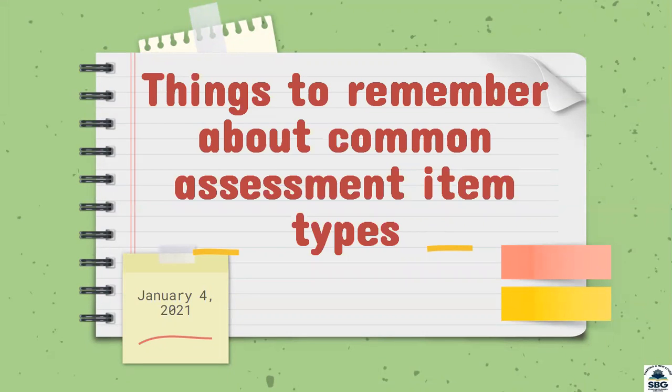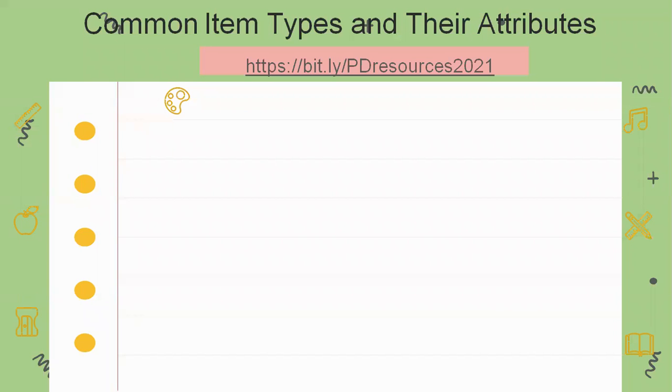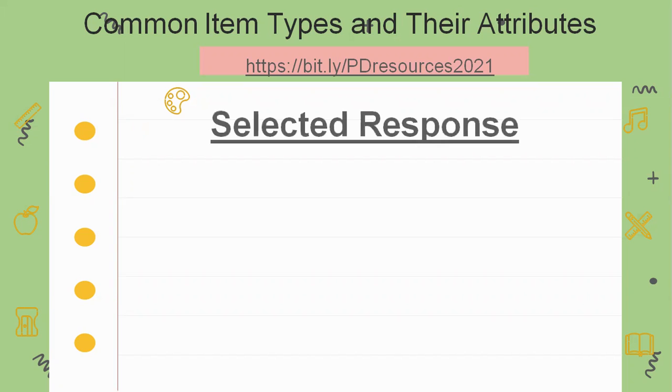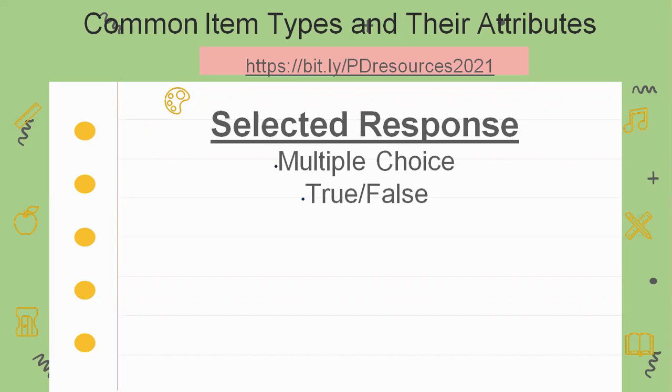Things to remember about common assessment item types. There are 2 broad categories of common assessment item types that you may use when creating obtrusive, unobtrusive, and student-generated classroom assessments. They are selected response, which includes multiple choice, true and false, and matching.